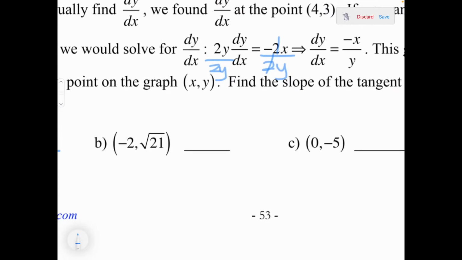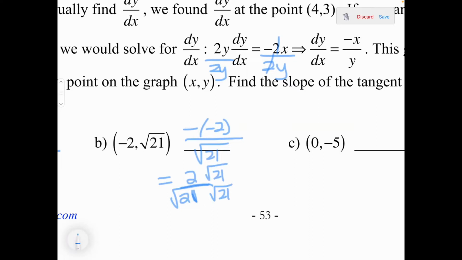So we want the point negative 2, square root of 21. So our x value is negative 2. So we get negative 2 over the y value, square root of 21, which is negative 2 over square root of 21. And if we want to simplify that denominator so it's rational, we multiply top and bottom by square root of 21. So we get negative 2 square root of 21 all over 21.